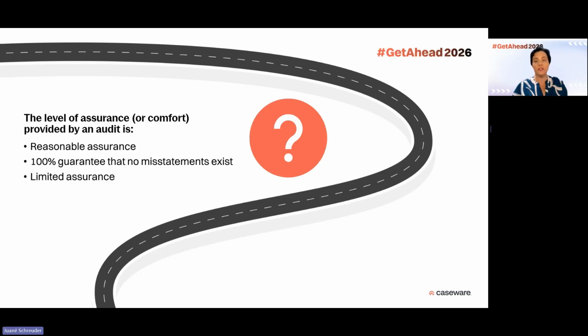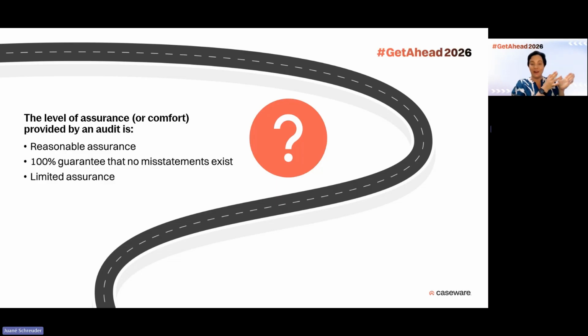And the difference between those two, of course, is that in a reasonable assurance engagement, we are giving a positive level of assurance, which is what we do in an audit. In a limited assurance engagement, we are rather saying, we don't know for sure, but we haven't seen much. We haven't seen anything that tells us there is a problem. And that is, of course, an independent review.